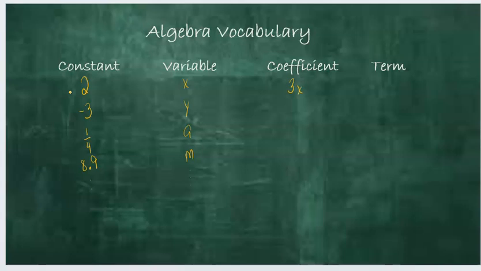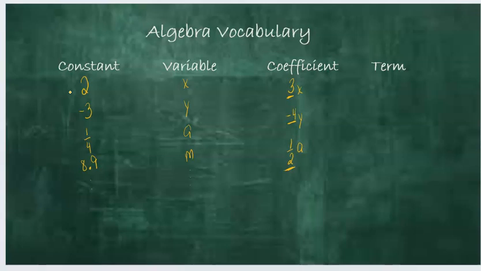So for example, if I have something like 3x, my coefficient is actually the 3. 3 is multiplied by x, and so 3x is the way I read this, but my coefficient there is 3. I could also have -4y, where -4 is my coefficient. Or I can even have something like 1/2 a, where my coefficient is the 1/2. So coefficients are the numbers multiplied by the variables.